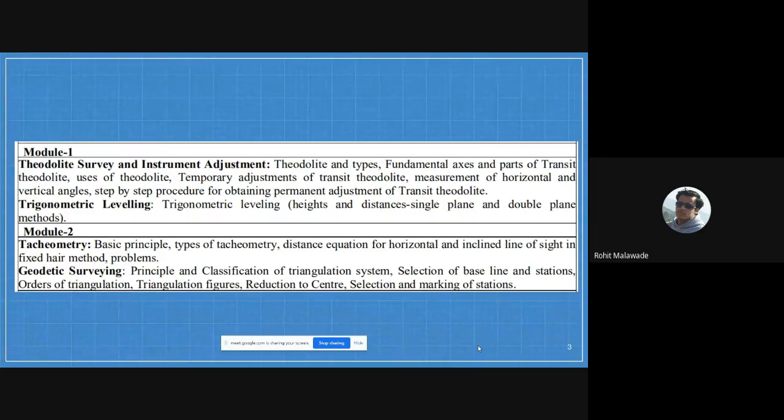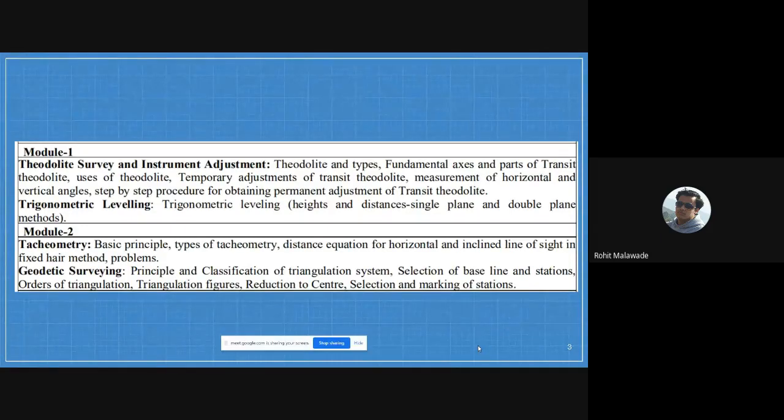There are two types of settings that we are going to do. First is the temporary adjustment, and the other one is the permanent adjustment of the theodolite. After this, we are going to study trigonometric leveling. In trigonometric leveling, we will see how heights and distances are measured by the single plane and double plane methods. This is what overall we are going to discuss regarding the theodolite in module 1.